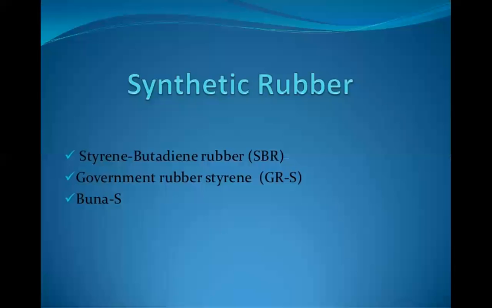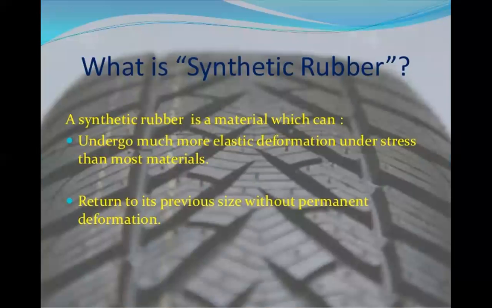Coming to synthetic rubber, synthetic means the rubber which is synthesized artificially in the laboratory using the structure called polyisoprene. These are the rubbers which come under synthetic rubber: styrene butadiene, government rubber styrene, and Buna S rubber.